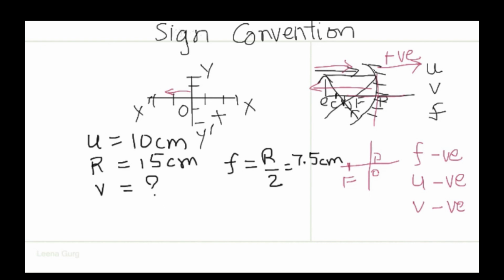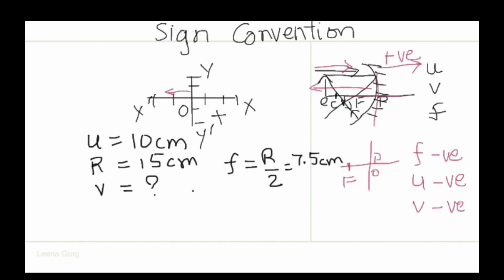Now, if the focal length of the mirror is 7.5 and the object is placed at 10 centimeters, which means it is placed between C and F. The radius of curvature is 15 and the object is at 10. So it is between C and F.